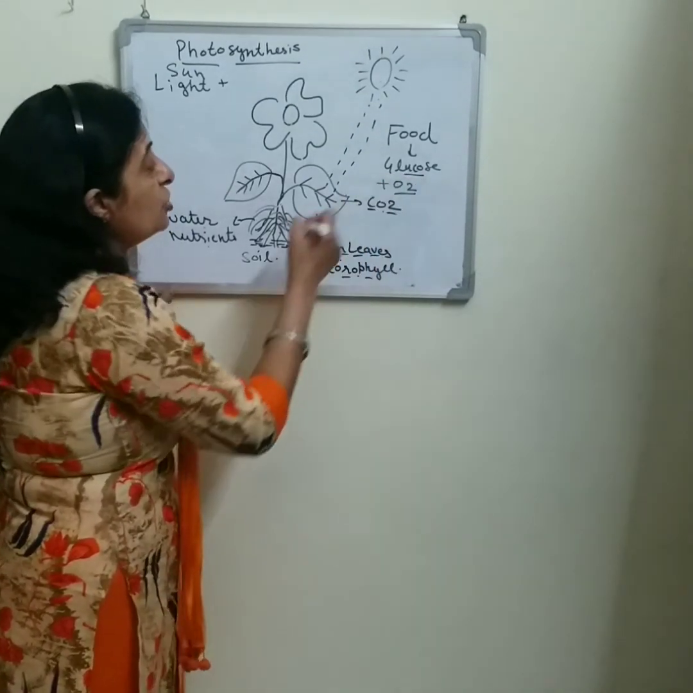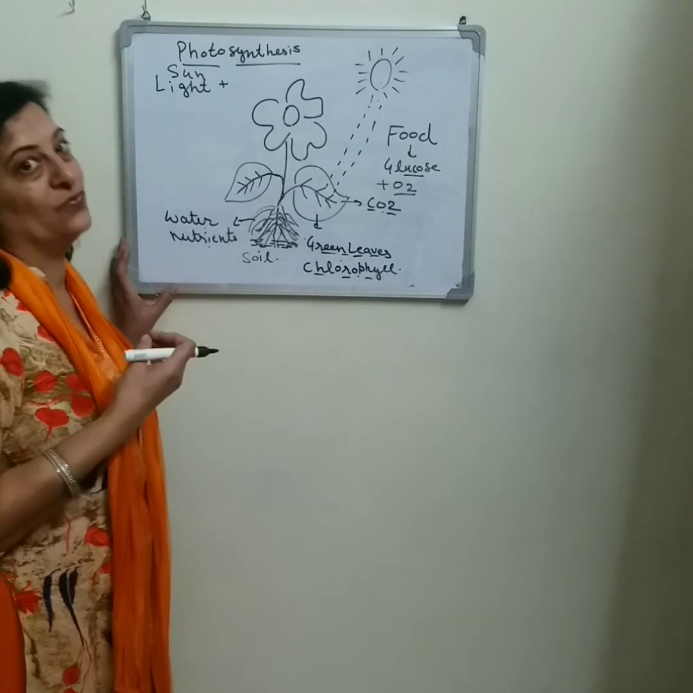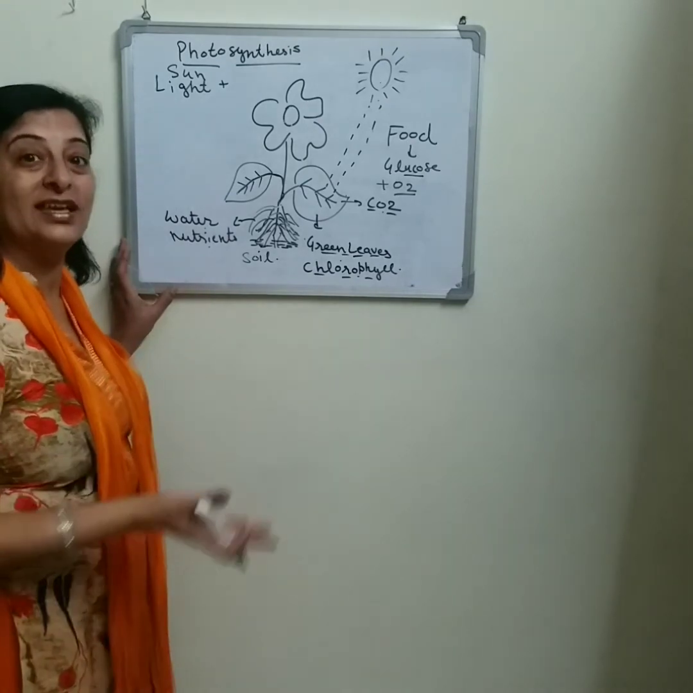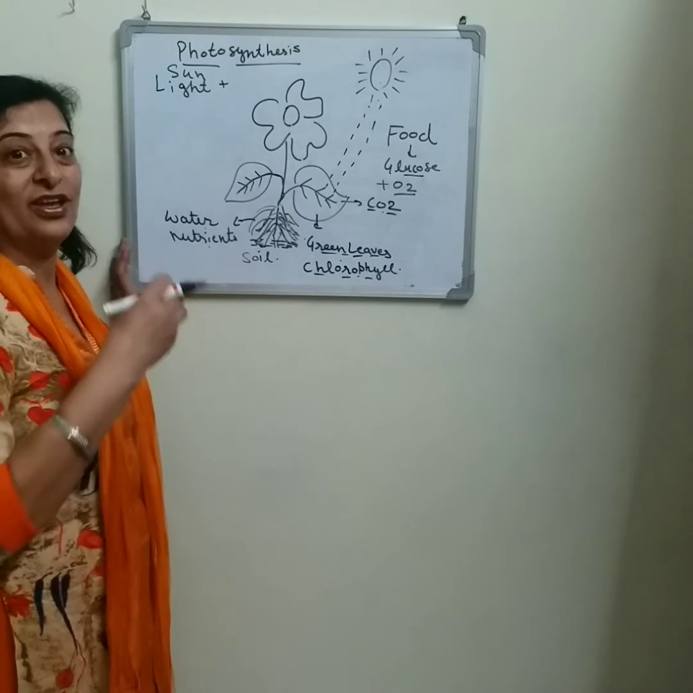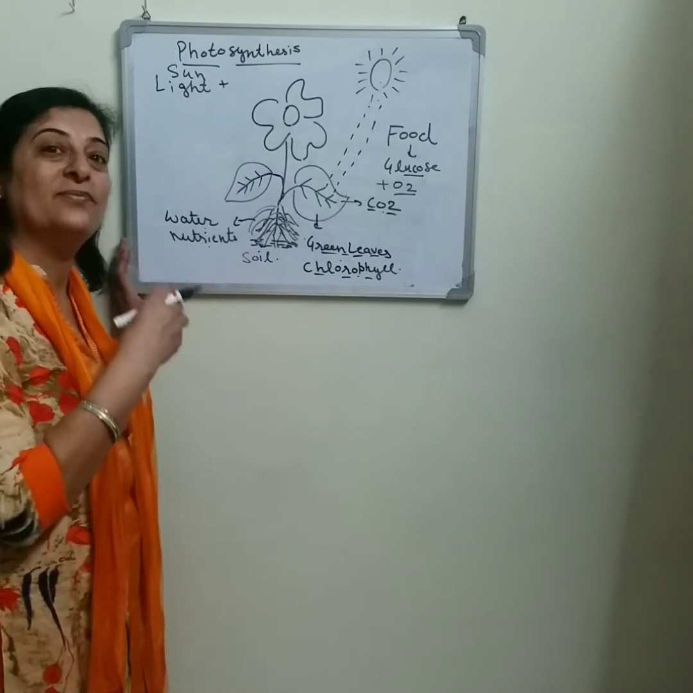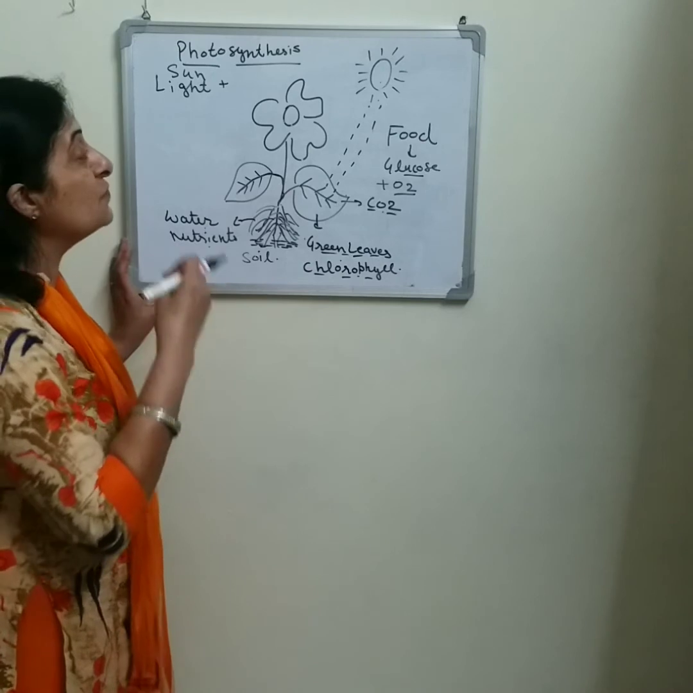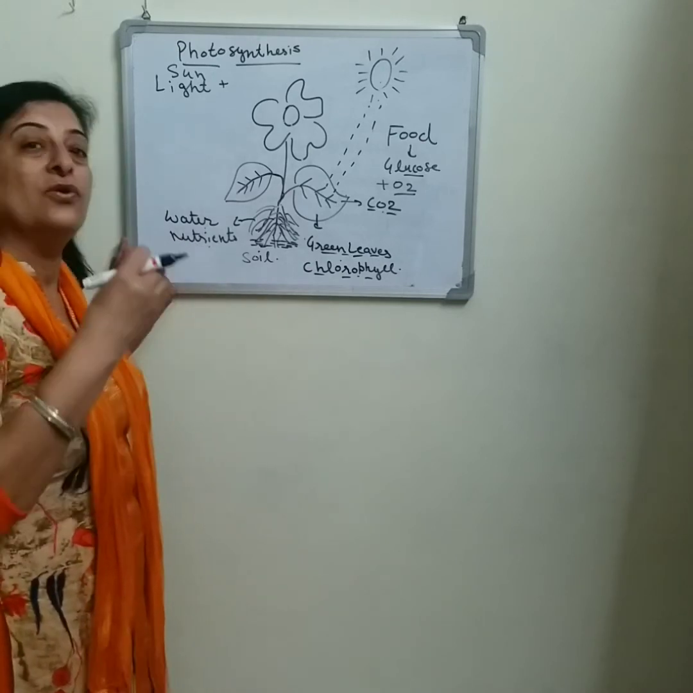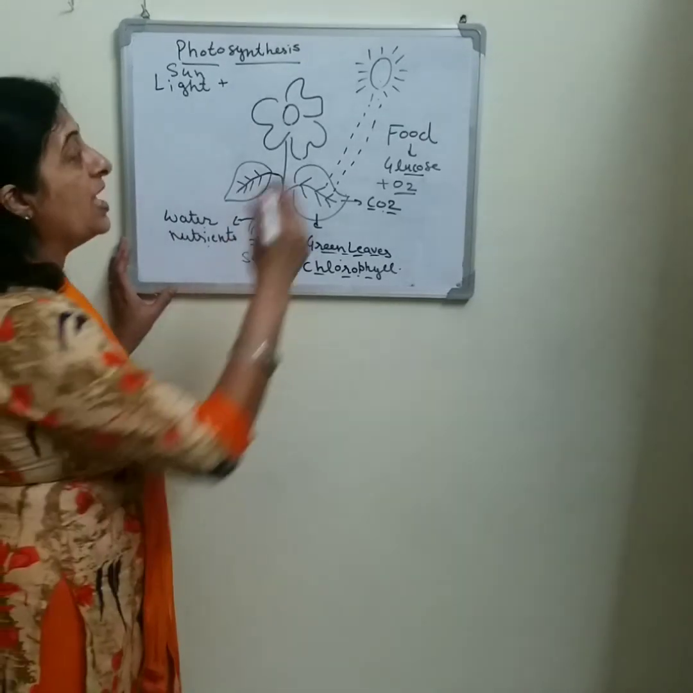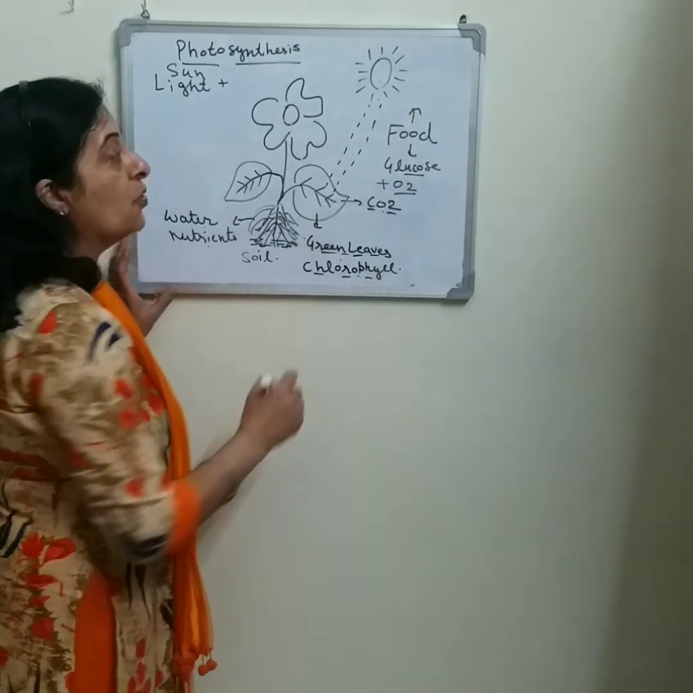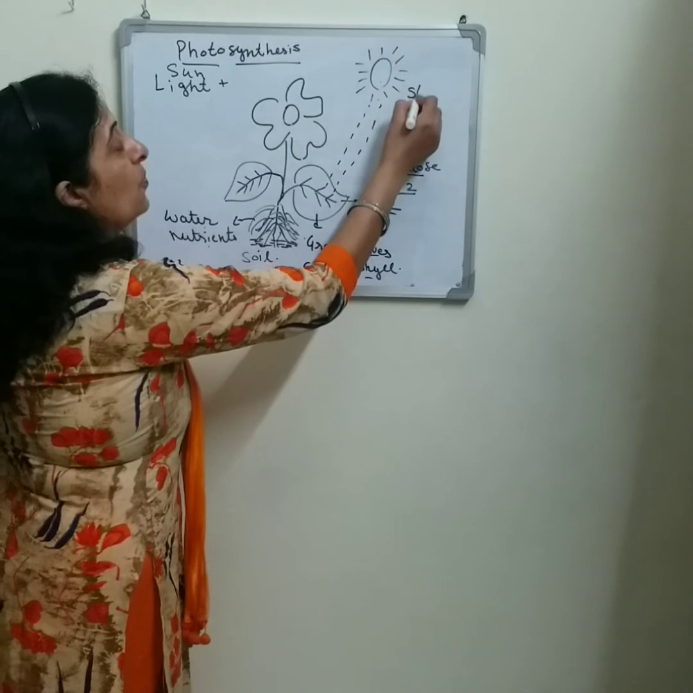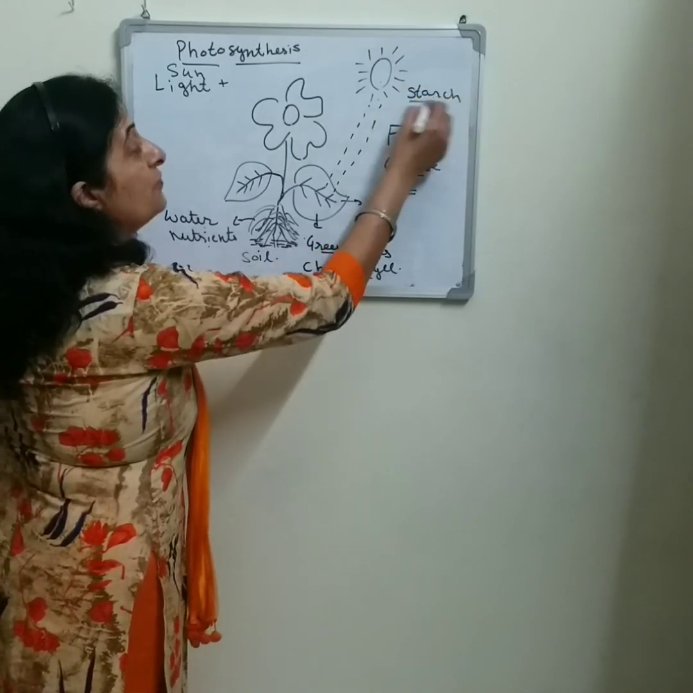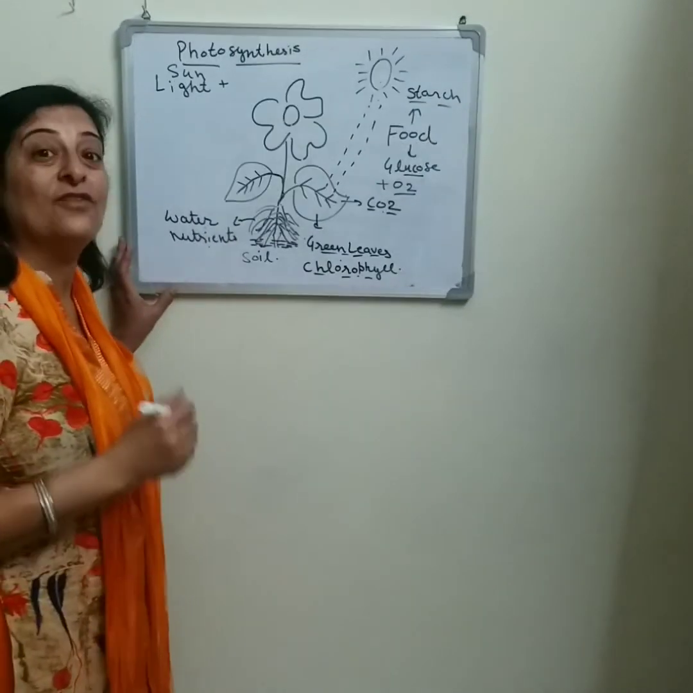And plants use this food for their life and growth, and the rest of the food they store in their different parts. And this stored food, we can eat. This food is stored in different parts of a plant in the form of starch.